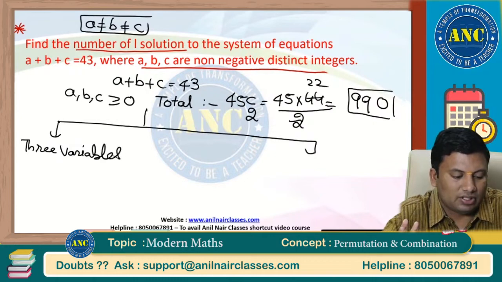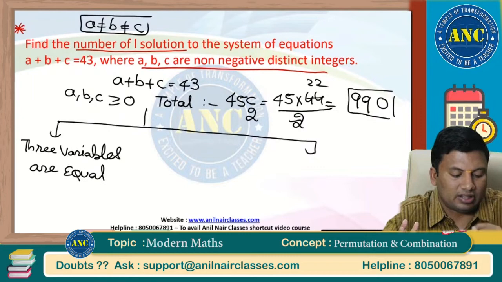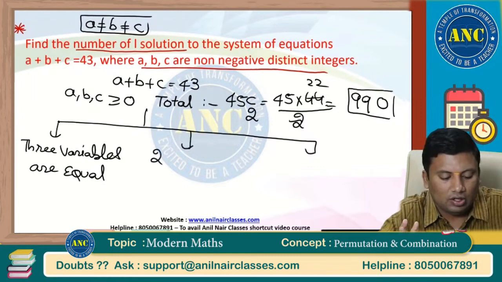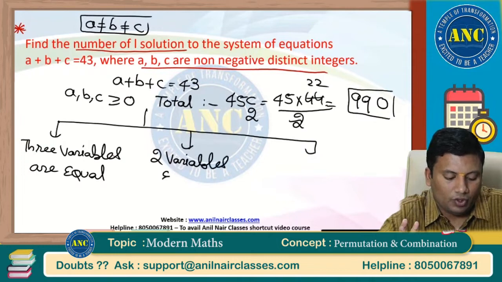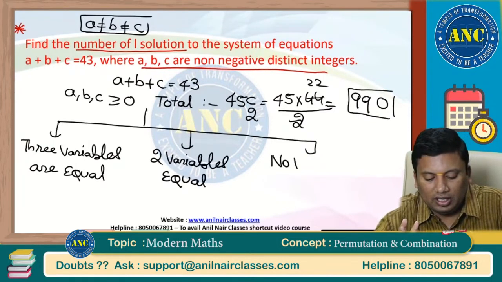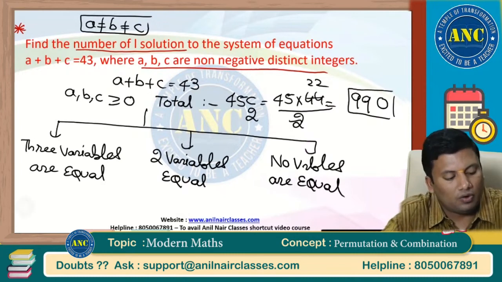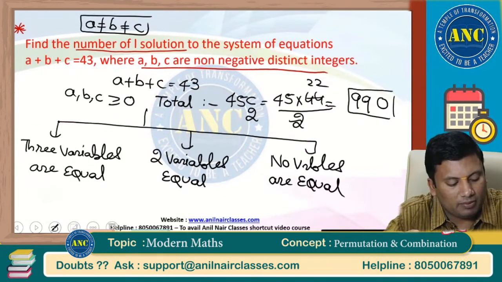In that total, there will be cases where 3 variables are equal, cases where 2 variables are equal, and cases where no variables are equal, which means distinct. The third case is the one which we require: no variables are equal.